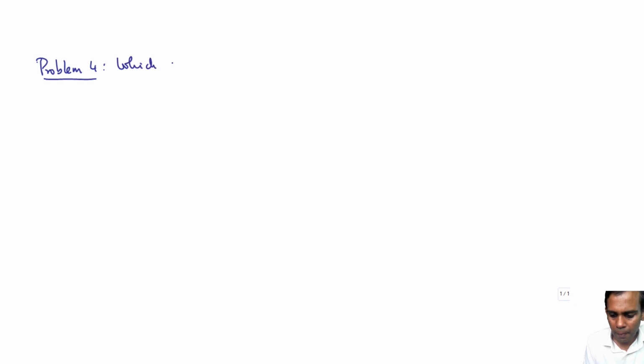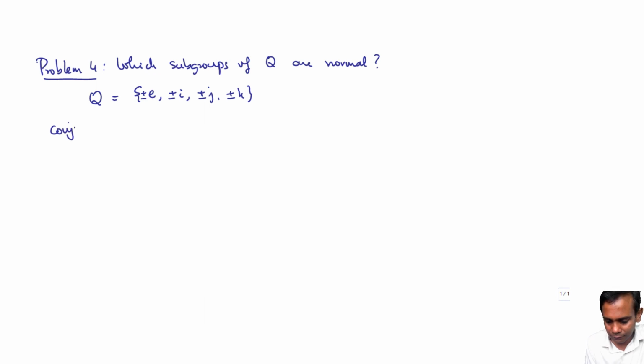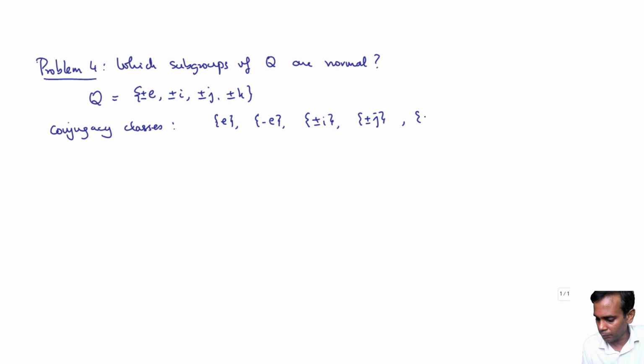Problem 4. Which subgroups of the quaternion group are normal? This quaternion group was a group that we met in the solved problem session of last week. So this was a group which had the elements plus or minus E, plus or minus I, plus or minus J, plus or minus K, where E, I, J and K were certain 2 by 2 matrices. And we had worked out the conjugacy classes to be singleton E, singleton minus E, plus or minus I, plus or minus J, and plus or minus K.